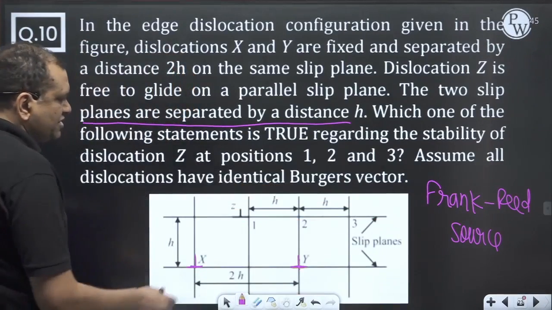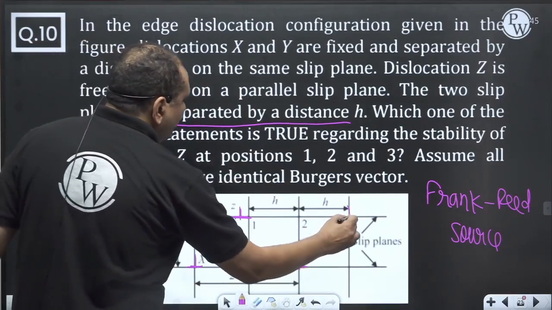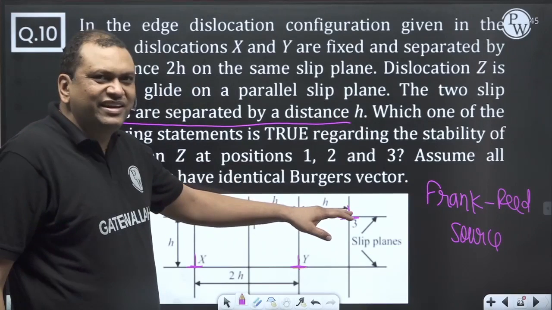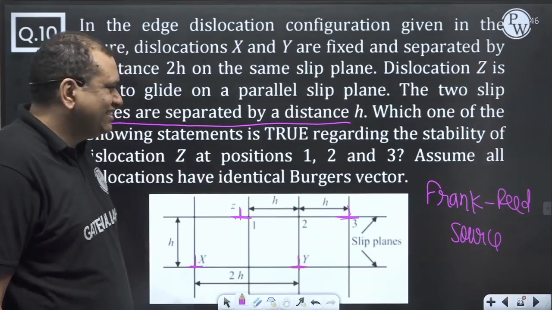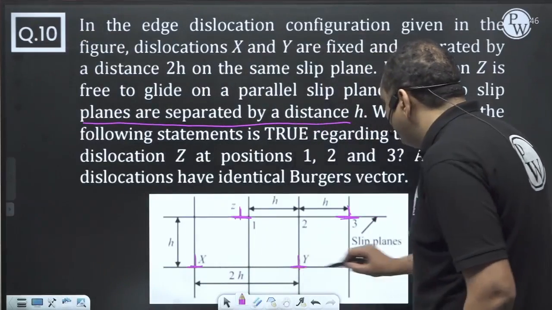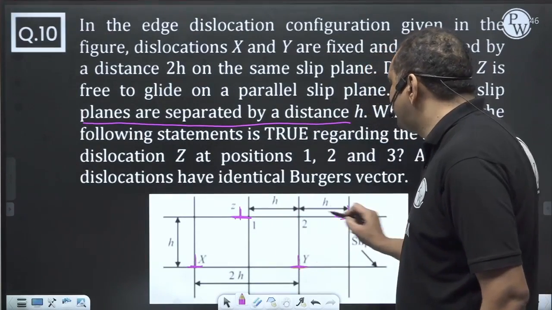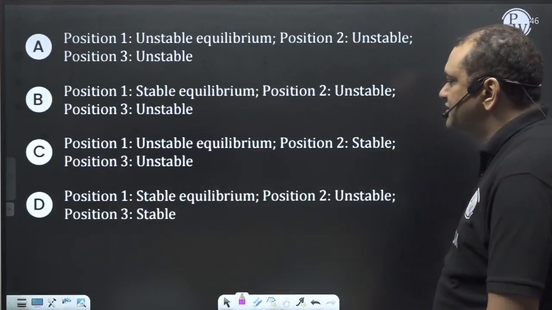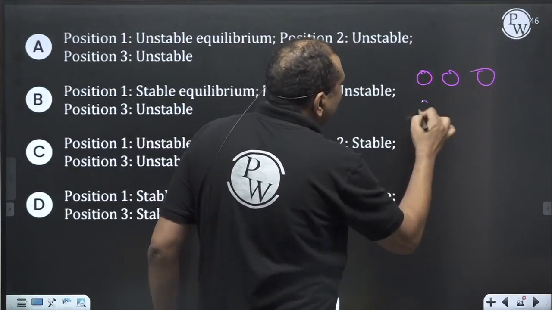Now there are dislocations here, one dislocation here, another dislocation here. Now these dislocations are gliding over it. Understood? First plane, second plane: these dislocations are locked, and these dislocations are free to move. Now the question is asking which option is correct. I will give you some insight. See, the dislocation looks like this.